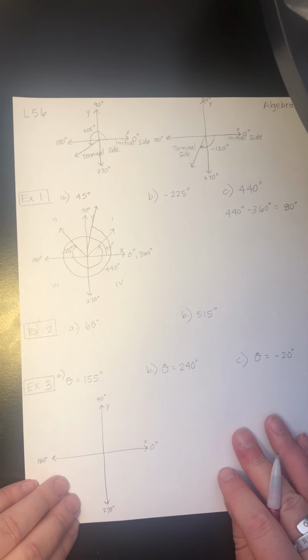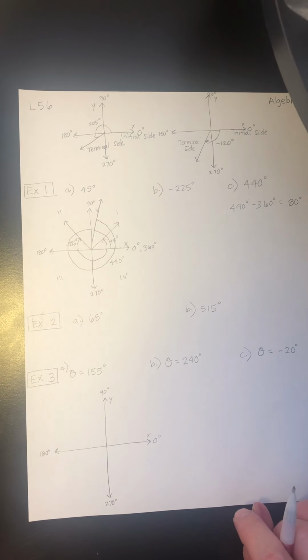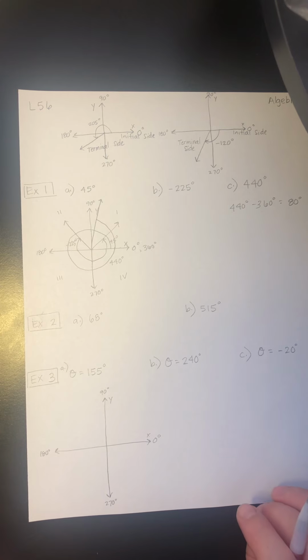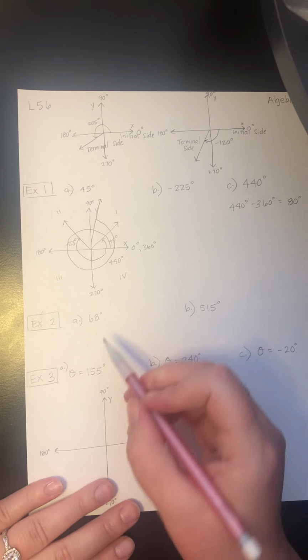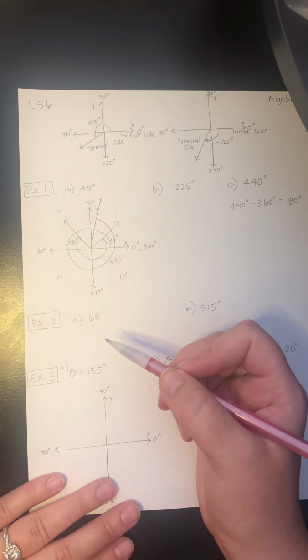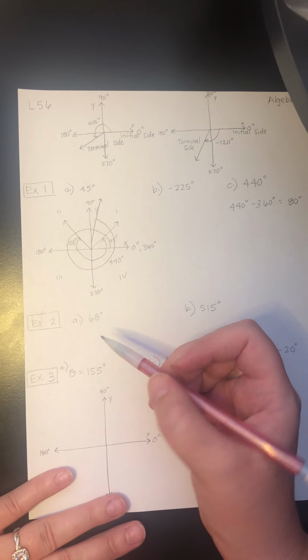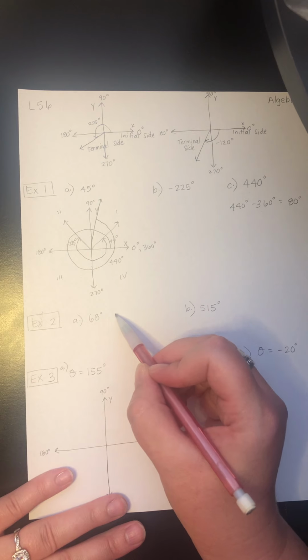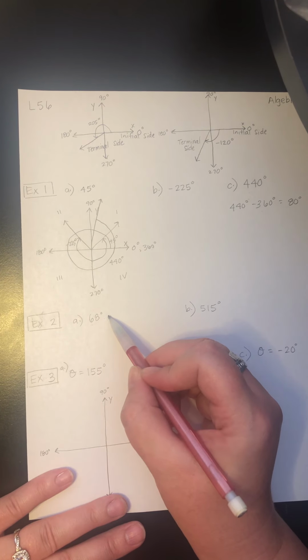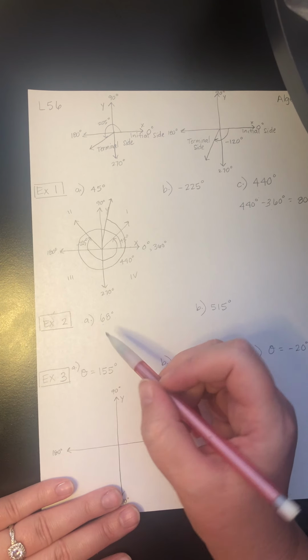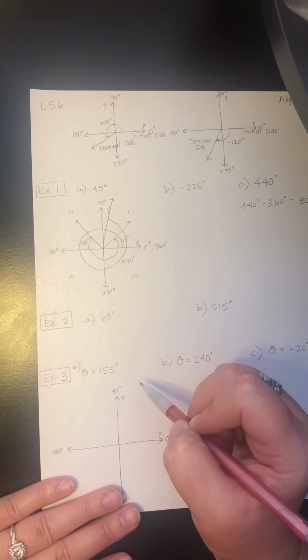Now we have something called coterminal angles. For coterminal angles, you're going to find one positive and one negative angle. To do that, they'll give you an angle to begin with, like 68 degrees. To find a positive coterminal angle, since this is positive, we're just going to have to add 360 degrees. To find a negative one, we'll just have to subtract 360 degrees.